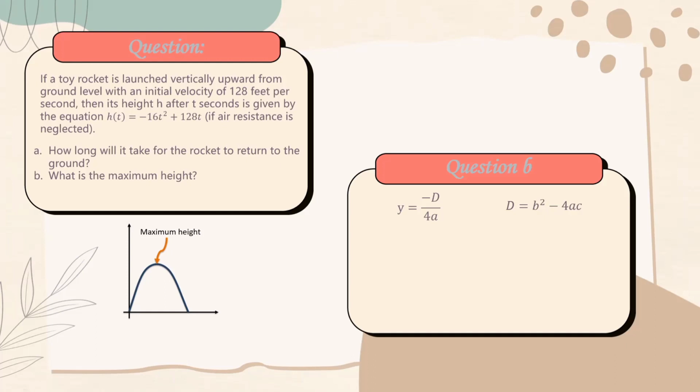Substitute b, a, and c into the discriminant formula. So, D equals 128 squared minus 4 times negative 16 times 0, which equals 16,384. Next, substitute D equals 16,384 into y equals negative D over 4 times a. So, y equals negative 16,384 over 4 times negative 16, which equals 256.